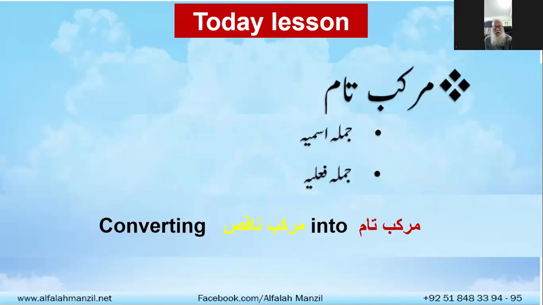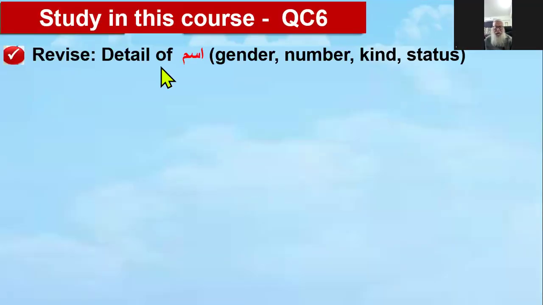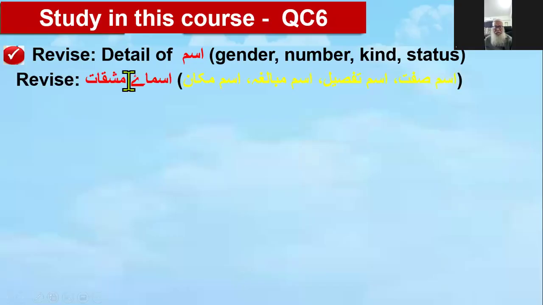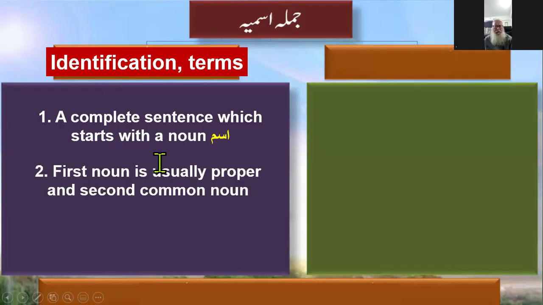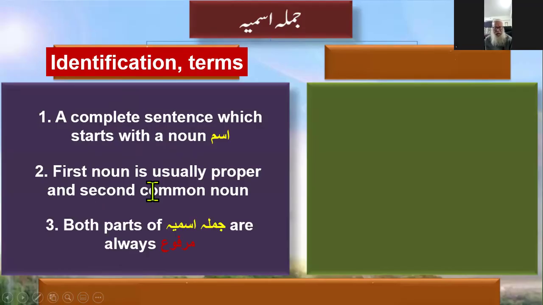So now we can convert the murakkab naqis into murakkab tam. So today we will study these three aspects. We have done this syllabus. Now jumla ismiya, identification and terms. A complete sentence which starts with a noun is called jumla ismiya. Second, the first noun is usually proper and the second is a common noun. Third, both parts of jumla ismiya are always marfu.